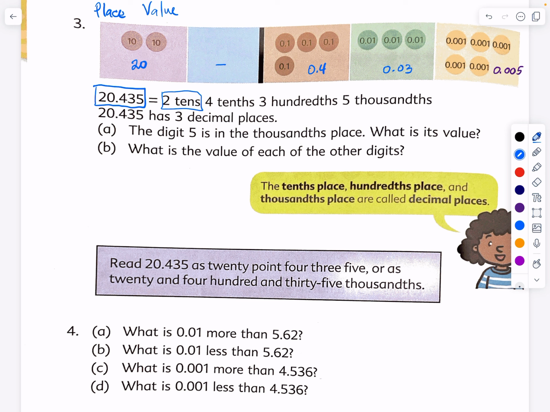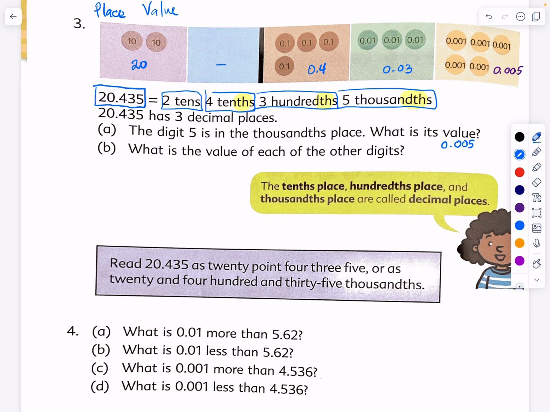2 tens. 4 tenths, 3 hundredths, and 5 thousandths. Please be mindful of this spelling. We have TH for tenths, hundredths, and thousandths. The digit 5 in the thousandths place, what is the value? It is the value of 0.005. And what is the value of the other digits?